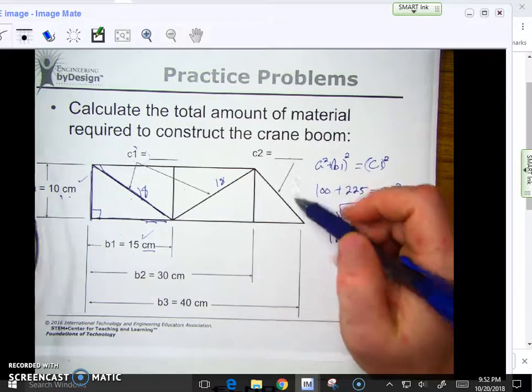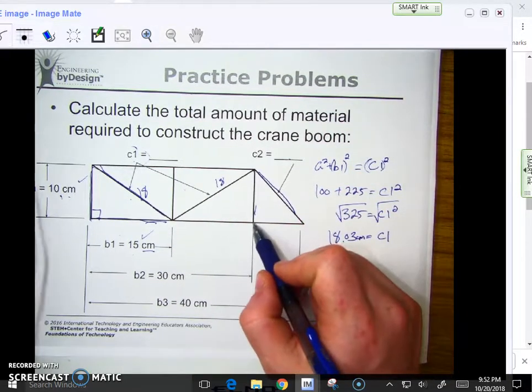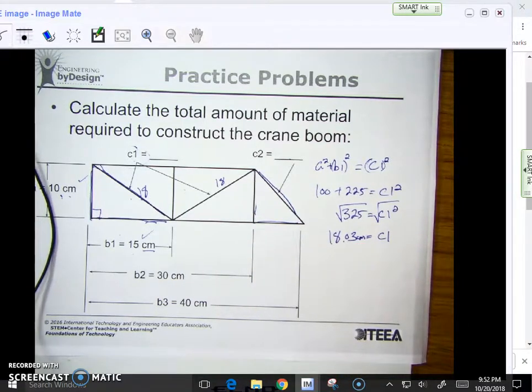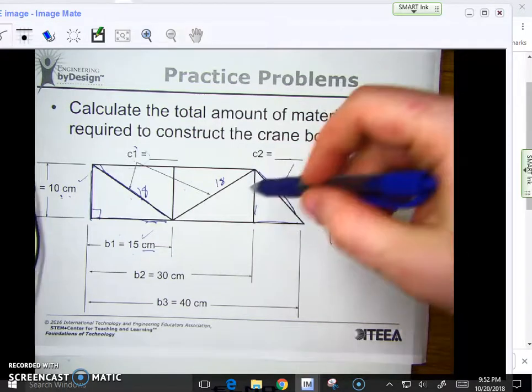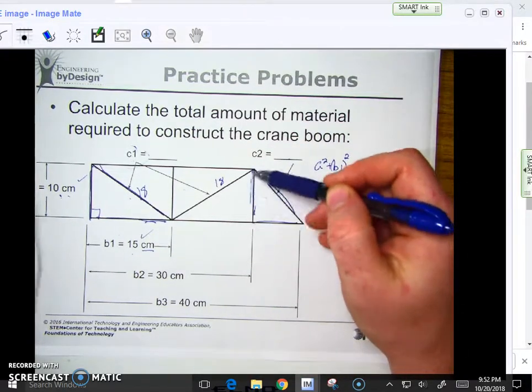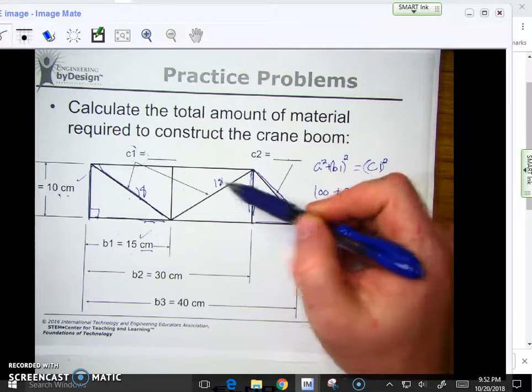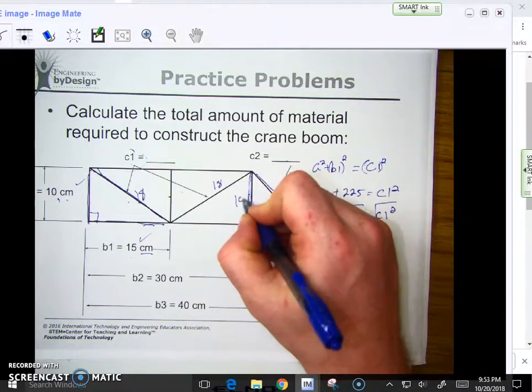Now it's asking for C2, which is this side here. I don't know this side, and I don't know this side. But I do know a lot of other sides. And so, for example, this height is consistent across my crane. And so this height is the same as this height, which is the same as this height. So that's got to be 10.